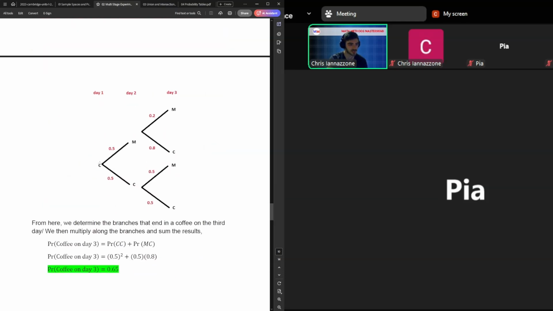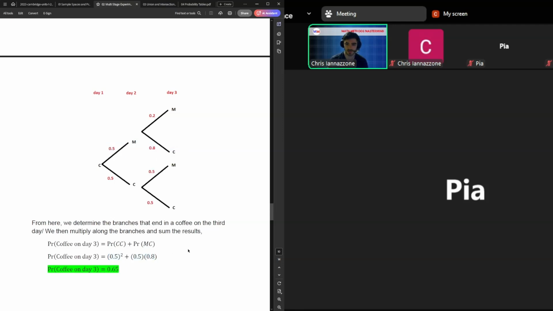So we look at all our stages. Here's day 1, here's day 2, here's day 3. We want to figure out how many outcomes end up with a coffee on the third day. So we either have to get here or we have to get here. The only way you can get here is if you do CMC. The only way you get here is if you do CCC. And so this one's already a given. That's 100% chance. To get here, it's 0.5, 0.5. To get here, it's 0.5, 0.8.